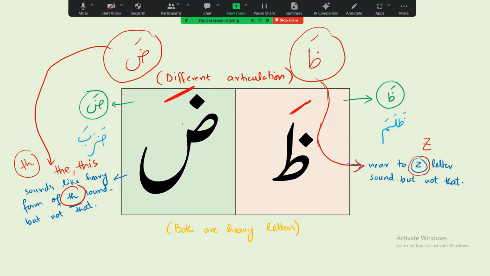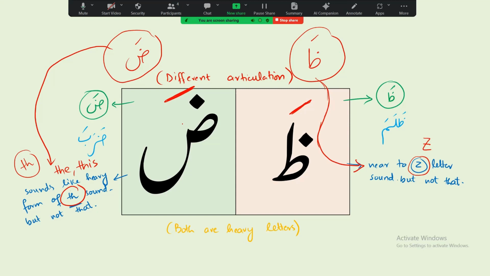What will happen, sisters, is that when you just focus on the articulation points, inshallah, you will be able to create this difference in both of their sounds. Okay, so is this difference clear, sisters? This is the last pair of today, inshallah. Is the difference clear for now?